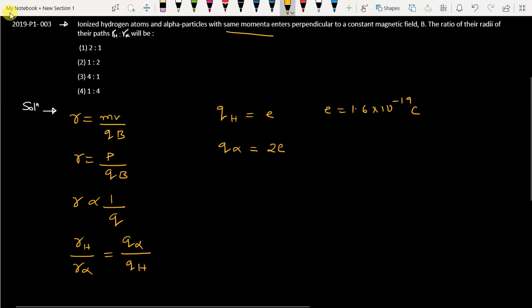So now we have the charge on the hydrogen atom and the charge on the alpha particle, so we can just take the ratio to get RH by R alpha. So RH by R alpha will be 2e by e, so e and e will get cancelled out, and RH by R alpha would be 2 by 1, so the ratio is going to be 2 is to 1. So this one, the first option, is the correct answer.